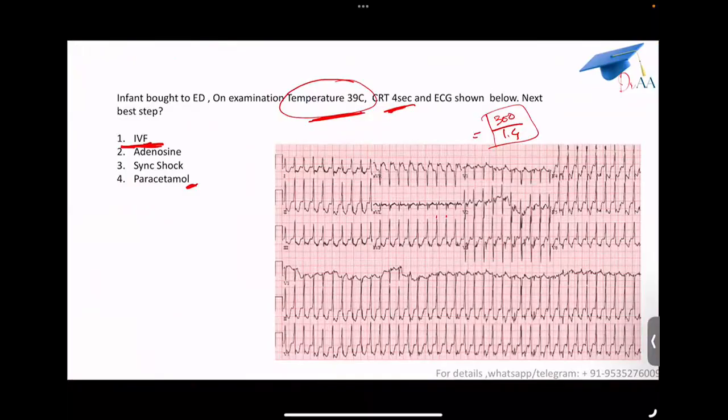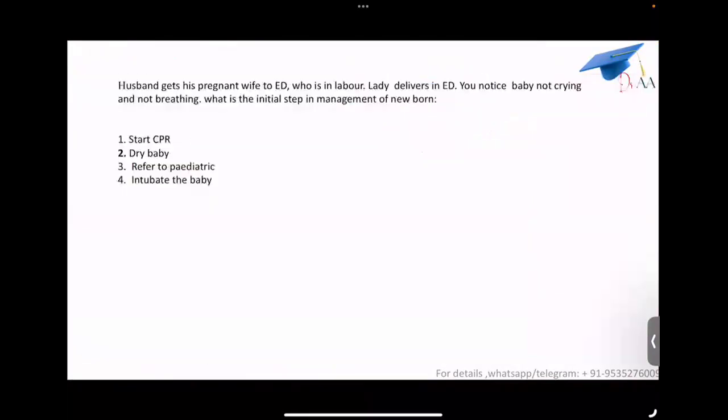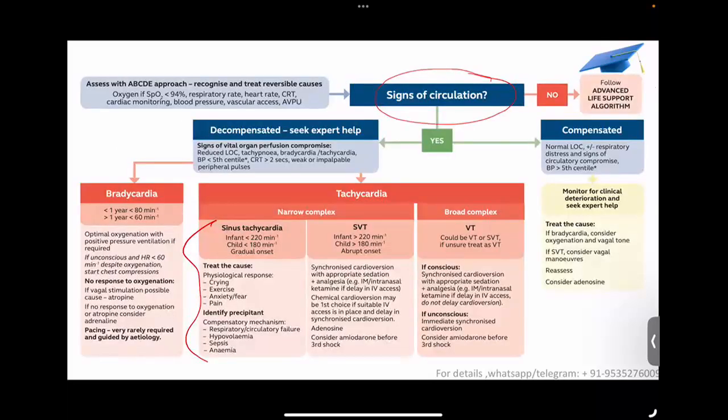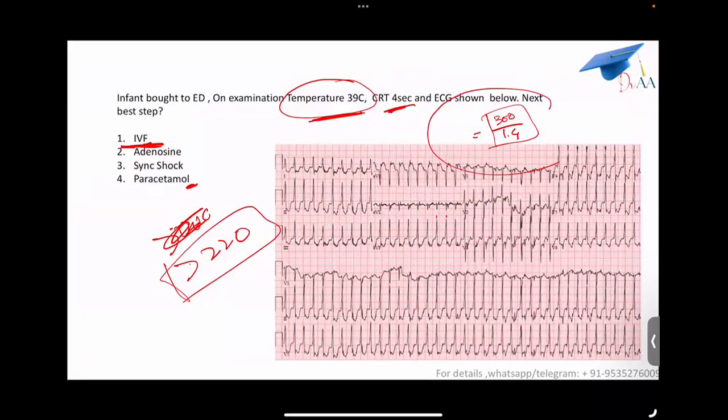It should be more than 220 to call it an SVT. Same ECG: if its heart rate is more than 220, synchronized shock. So what's the option in this case? It depends on the heart rate. I have not calculated. If someone has a calculator, just calculate it. Depending on the heart rate, we'll choose the option, either paracetamol or synchronized shock. It's 214.